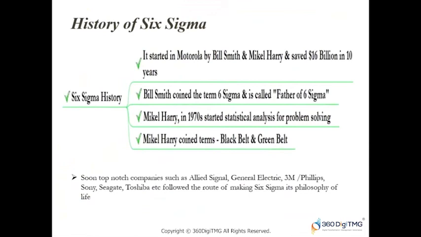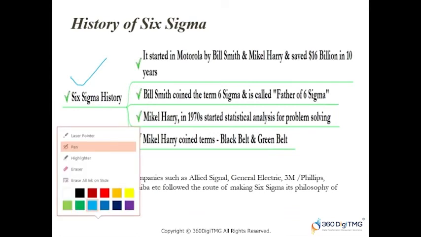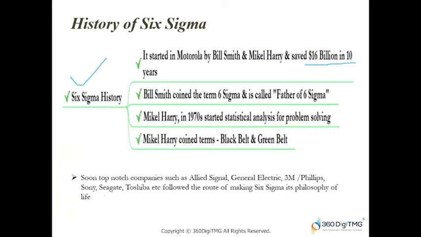History of Six Sigma. Okay, let us discuss this in detail because this is the premise. History of Six Sigma. It started in Motorola by Bill Smith and Michael Harry, and it saved them $16 billion in the span of 10 years. Amazing. Bill Smith, who is also called the father of Six Sigma, coined the word Six Sigma.